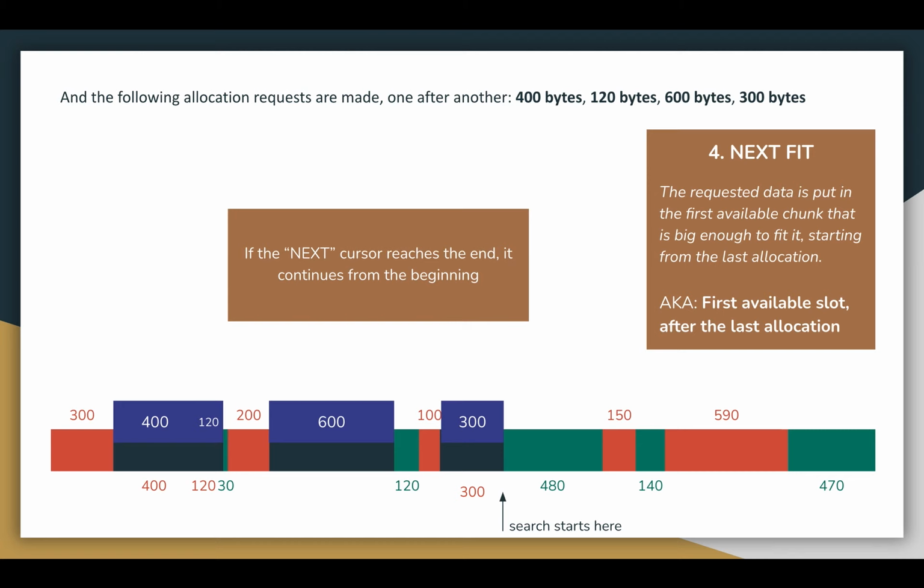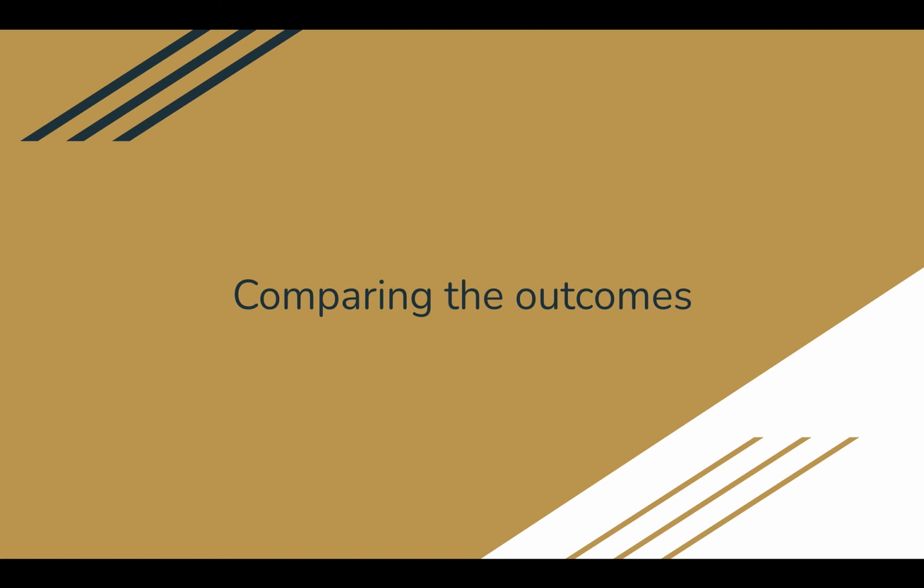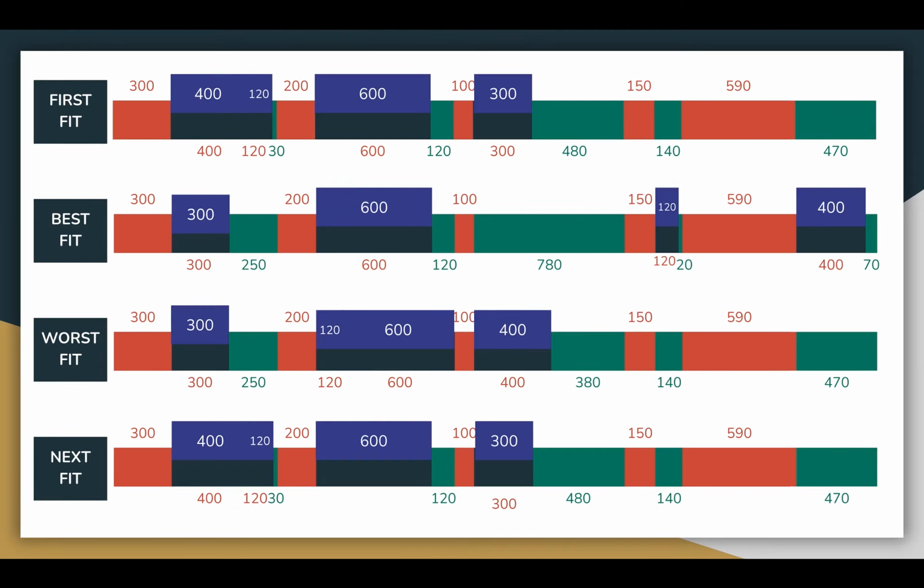Okay, I hope you got the idea of how these things work. So now let's take a look at the comparison between all of them. So we'll be comparing the outcomes of each of them. You can see here are the results of our allocations for each algorithm.